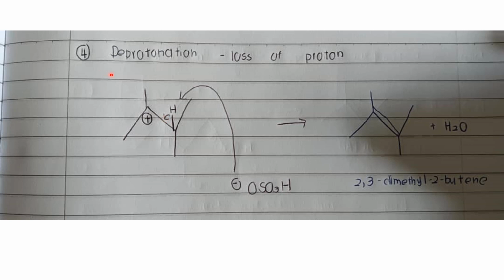Now we proceed to step 4, which is deprotonation, or we call it loss of proton. In this step, the OSO3H will act as a base, which will grab the nearby H atom, and this is the hidden H atom next to the tertiary carbocation here. And this follows the rule we call Zaitsev's rule. It leads to a more stable 2,3-dimethyl-butene to become the major product.